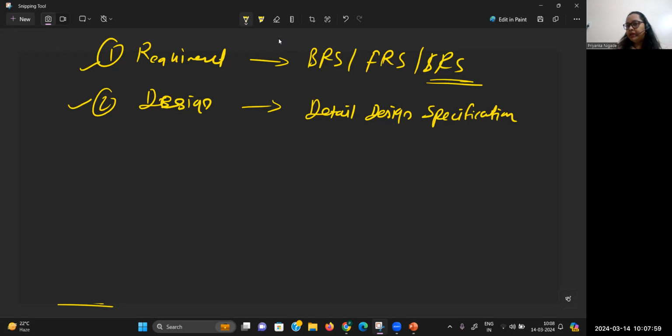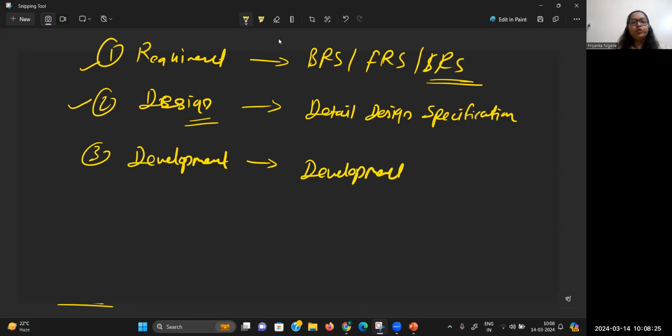Once two phases are completed, then we have a third phase, which is development. What is actually happening in the development phase, guys? Who is responsible? You are already aware. The developer is responsible to develop the software application using a certain programming language, whatever technology is decided in the design phase. Based on that, they develop the software application. So not only development of code, the developer is also responsible to do unit testing.